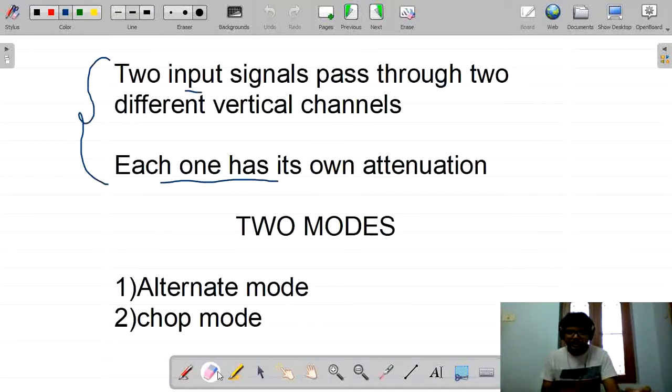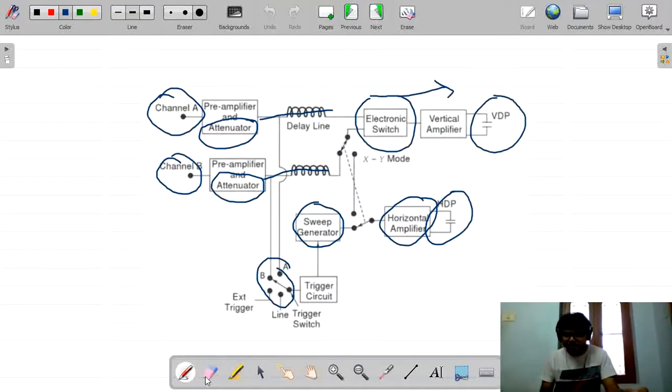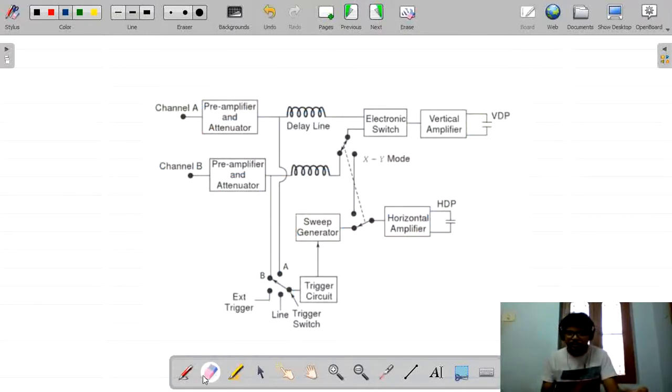Now generally dual trace oscilloscopes work in two modes. The first mode is the alternate mode and the second mode is the chop mode. There is a fundamental difference between the alternate mode and the chop mode. See this block diagram and observe carefully what the exact difference is between alternate mode and chop mode.